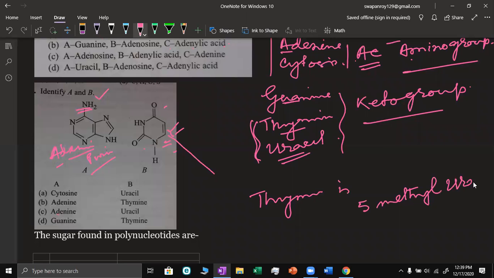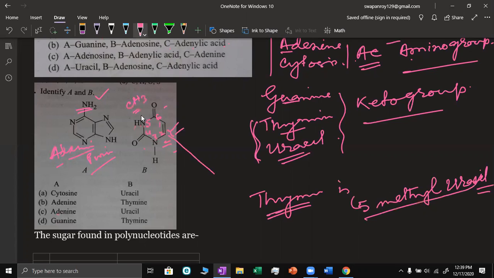5-methyl uracil means, in this position, this is 1, 2, 3, 4, and this is the fifth position, this is 6. This fifth position in uracil simply contains 1 hydrogen. But in the case of thymine, it is 5-methyl uracil. At the fifth position, there will be a methyl group.